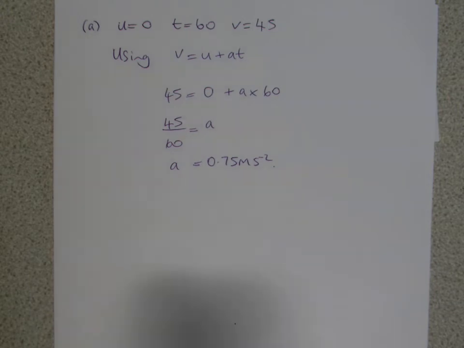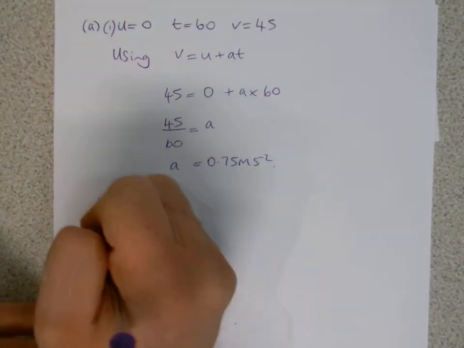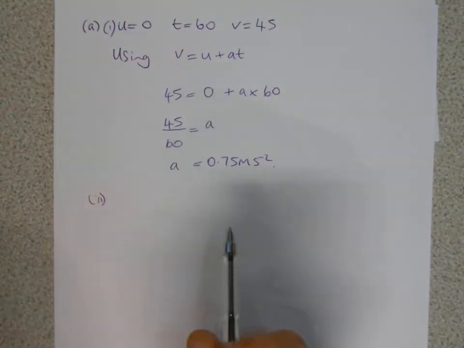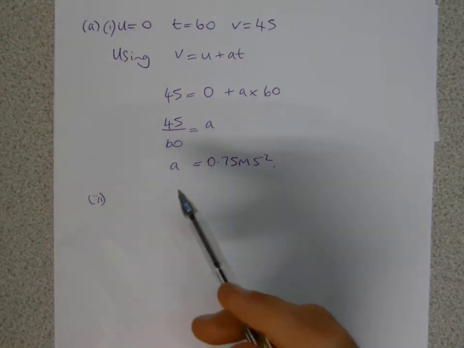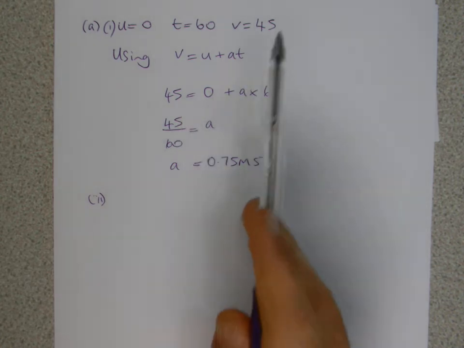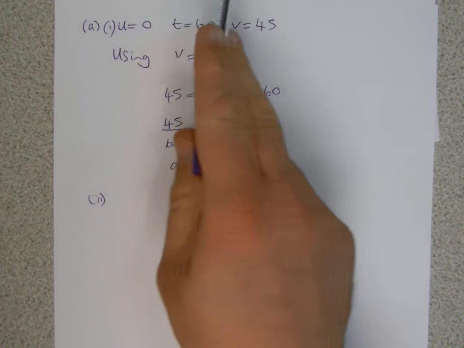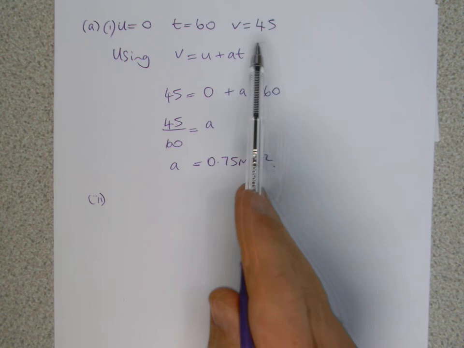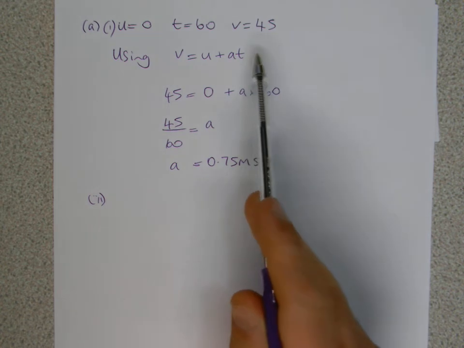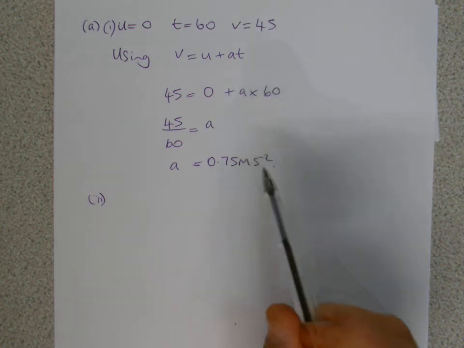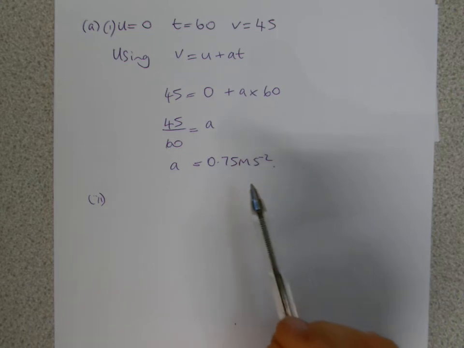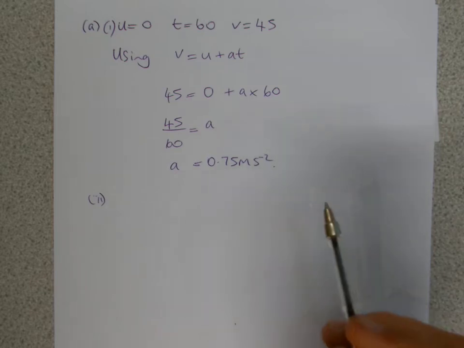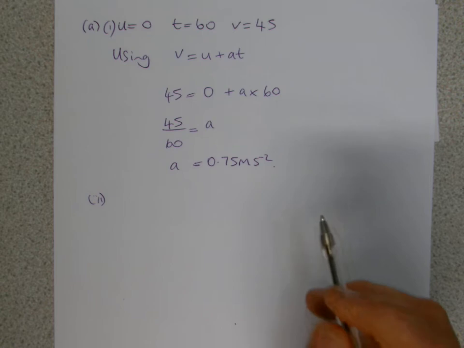Then part 2, so that's part 1. Part 2 says find the length of time for which the train is decelerating. So we move on in the story, and it travels for 16 minutes at this constant speed of 45 meters per second. And then it starts to slow down, it starts to decelerate. So think about the situation. This train has been travelling at a constant speed for a whole 16 minutes. So what's its speed when it starts to slow down? Well, of course, it's travelling at 45 meters per second.